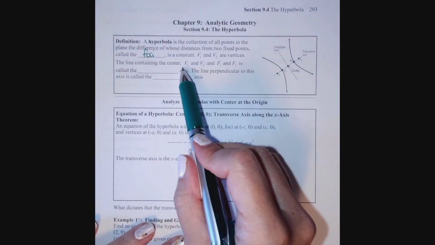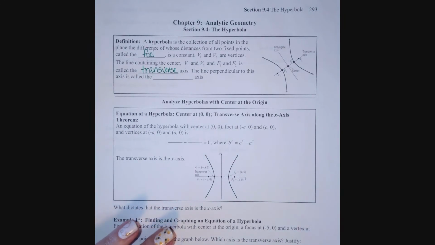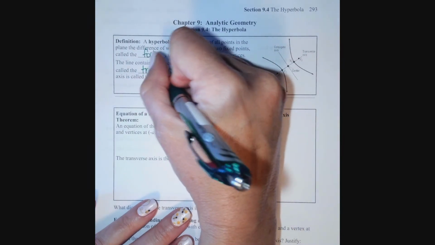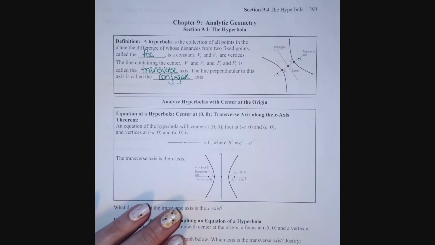The line containing the center, the vertices, and the foci is called the transverse axis. With our ellipse, we had a major and a minor axis. With our hyperbola, all of those points are on what we call the transverse axis. The line perpendicular to that line is called the conjugate axis. Now, if our hyperbola is oriented to our xy axes, that transverse and conjugate axis are on those or parallel to those, but it does not have to be oriented in that way. We'll see that as we move through our guided notes section.